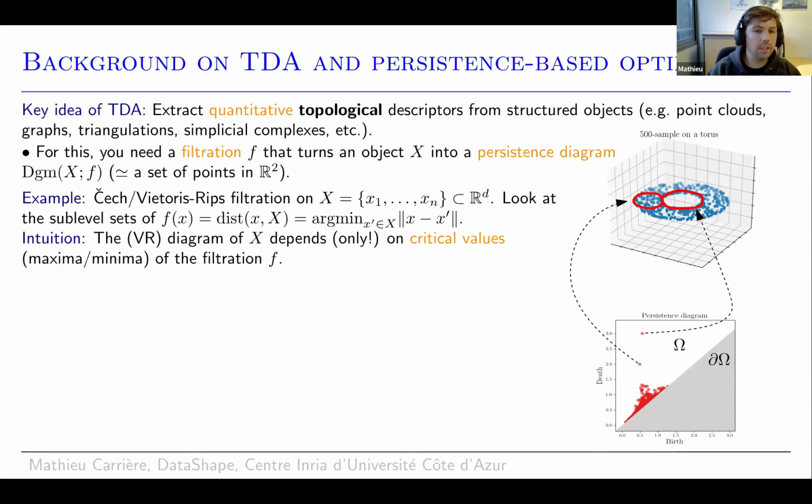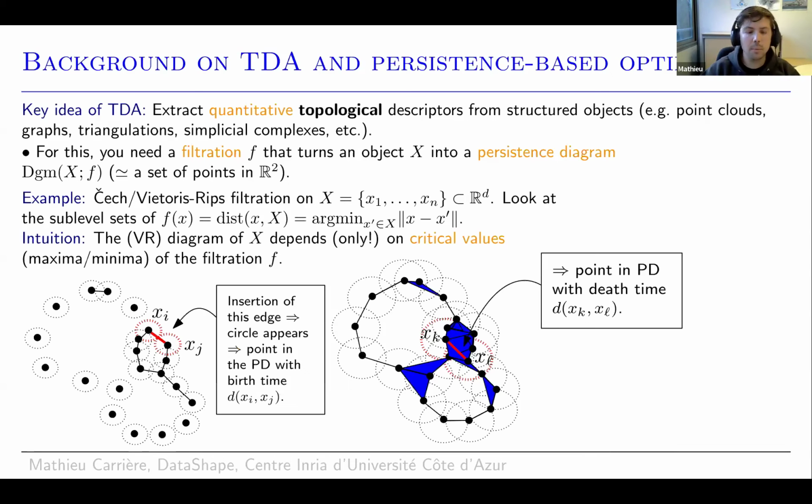Okay, and that in turn means that if you want to run gradient descent, the only thing you need to know or to have access to is a function giving you, for every point in your persistence diagram, the critical points in your point cloud associated to it. Okay, that's an example, for instance, in the Rips filtration.